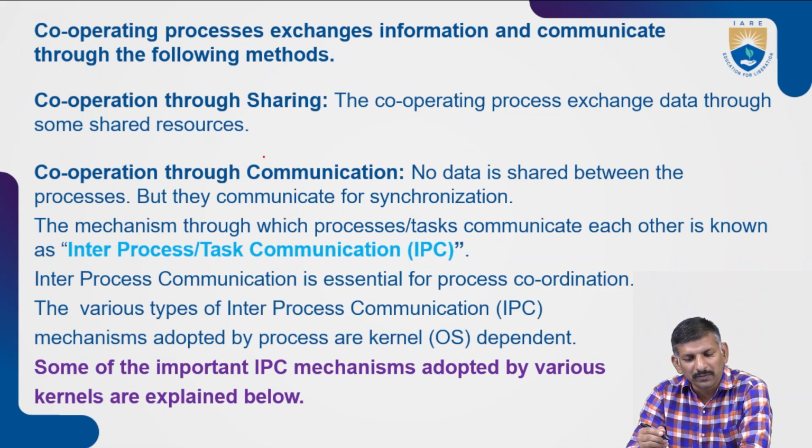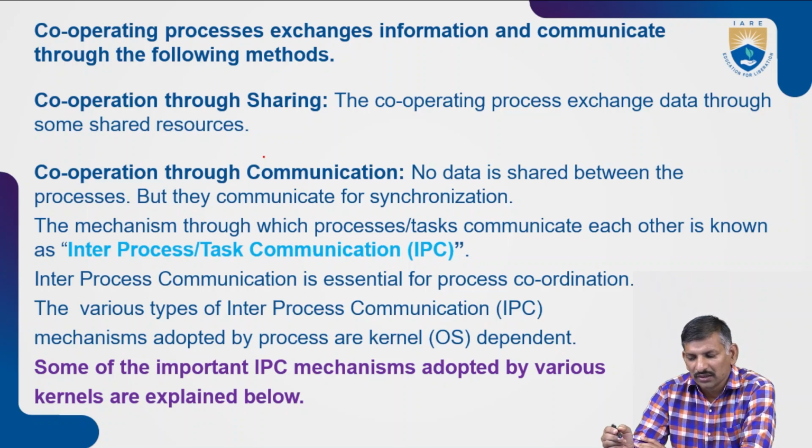Cooperating processes exchange information and communicate with one another in different manners. We will check one by one. Through sharing, we can share the information. Cooperation through sharing: the cooperating processes exchange data through some shared resources. In the other case, no data is shared between processes, but they communicate for synchronization. That is called cooperation through communication.